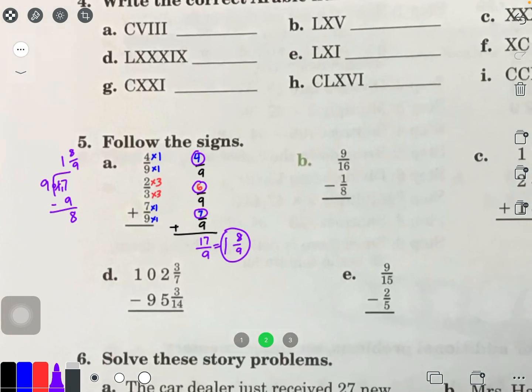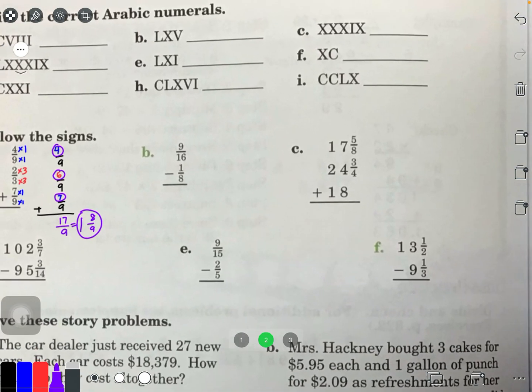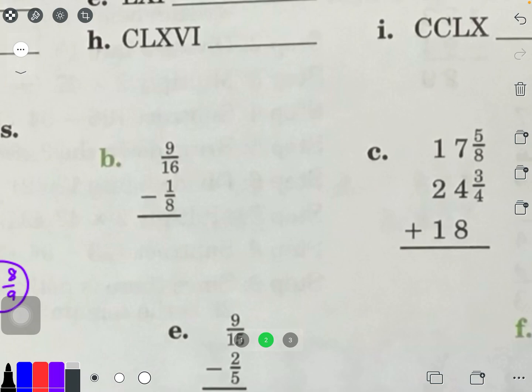All right, I'm going to do B with you, just B. We'll probably try some of these at our Zoom meeting. So here's B. I'm going to circle the 16 and the 8. They are totally different, so I have to find their LCD. The multiples of 16 are 16, 32. The multiples of 8 are 8, 16. I can stop because they have 16 in common. So I'm just going to do 16 here, 16 here.